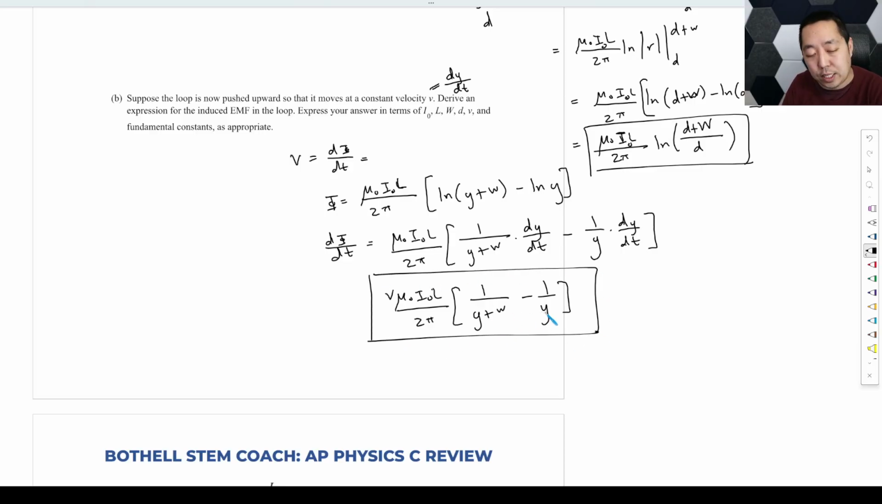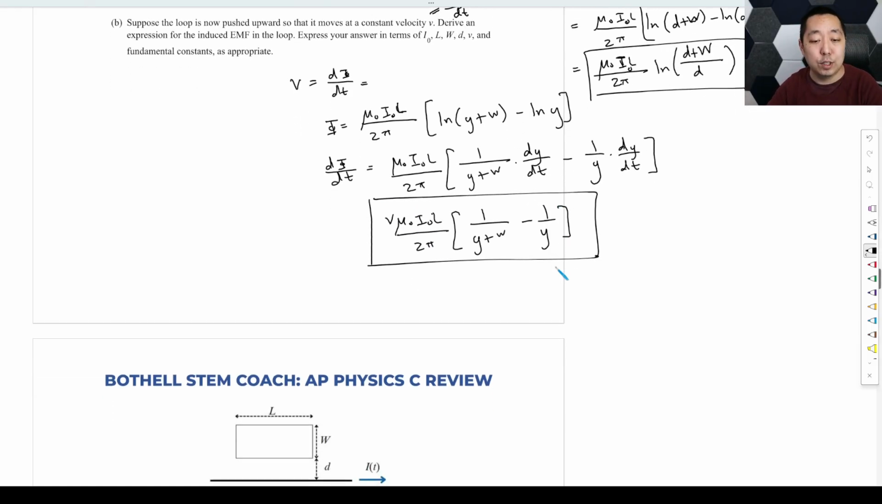Now, this will technically be negative, so you could put a negative to make it positive. It doesn't really matter. The sign just tells you a little bit about direction, but we don't usually worry about that. It's just the magnitude of the voltage. And that's it. That's the process for doing flux calculations.